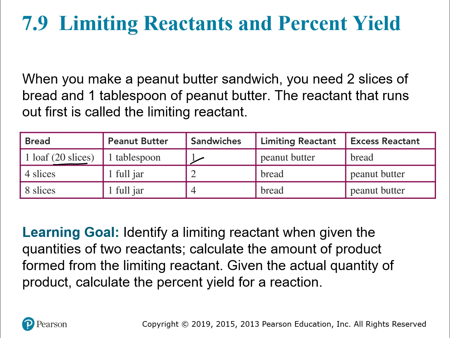The limiting reactant in that case is the peanut butter, because you've only got enough for 1 sandwich. You make that 1 sandwich, you use up 2 of your 20 slices, you've still got 18 slices left. That's going to be the excess reagent.